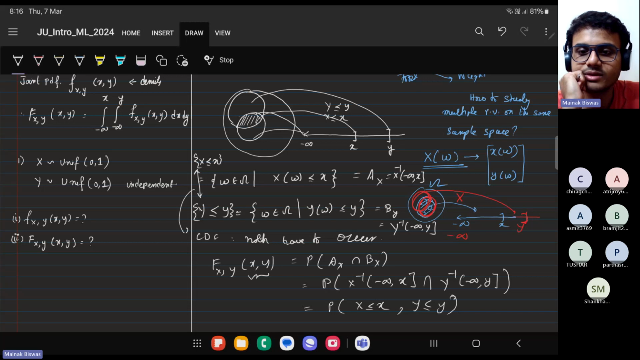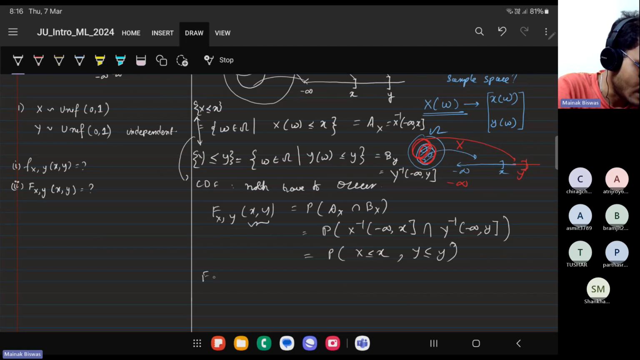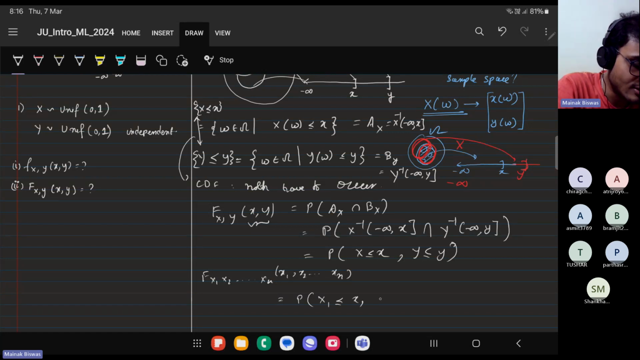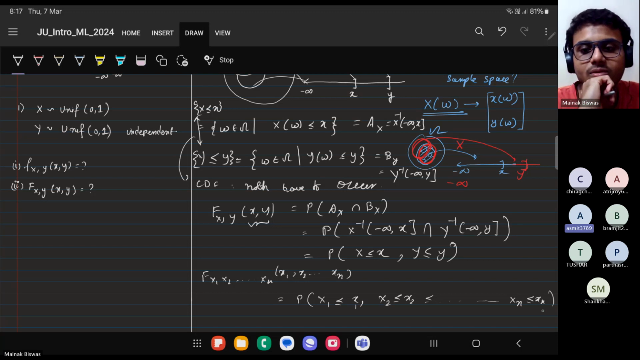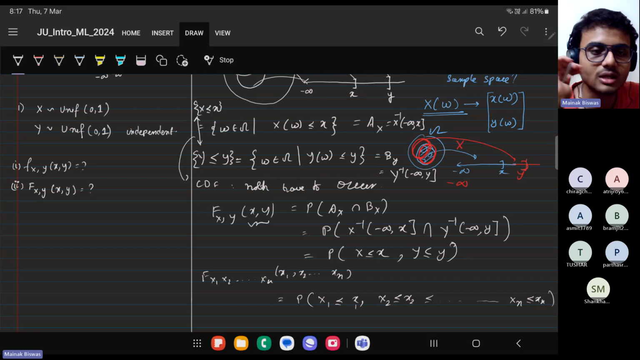Any confusions? If you have n random variables, X1, X2, Xn, and then you have dummies x1, x2, xn, what would the definition of the CDF be? X1 less than x1, X2 less than x2, and so on. It would be the intersection of all those events. Is it okay? Yes, sir. I think it's okay. We'll solve questions. It will become easier.